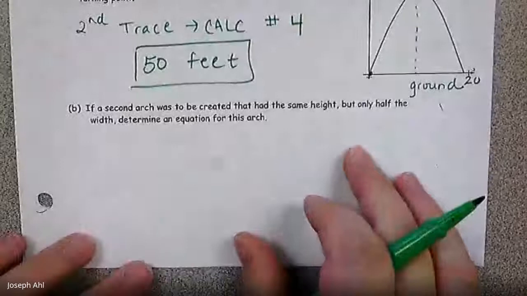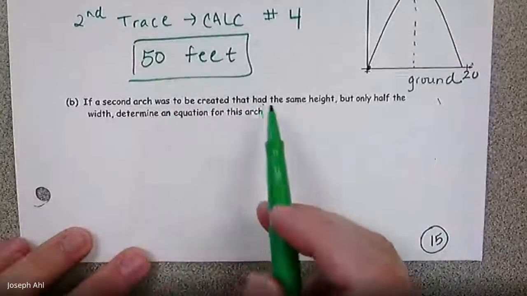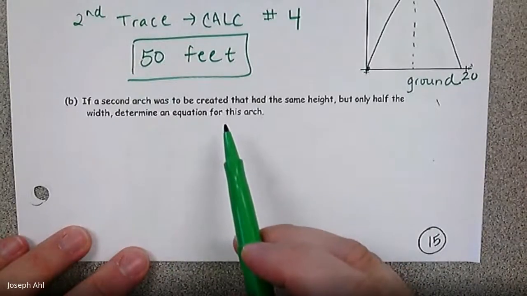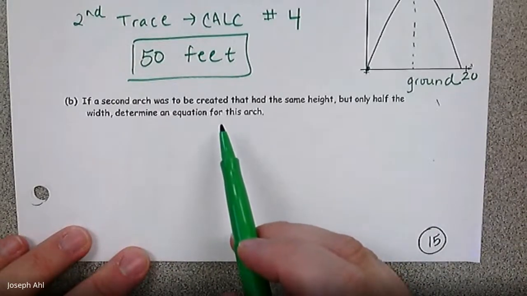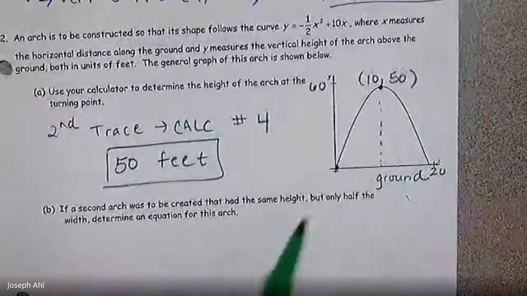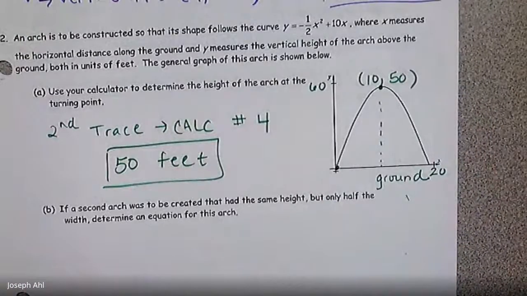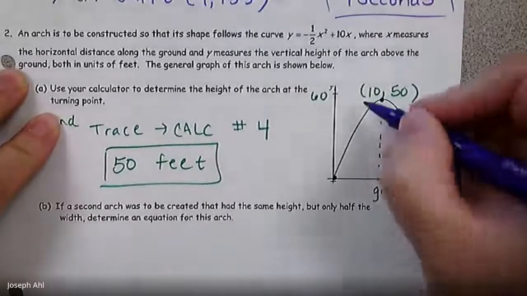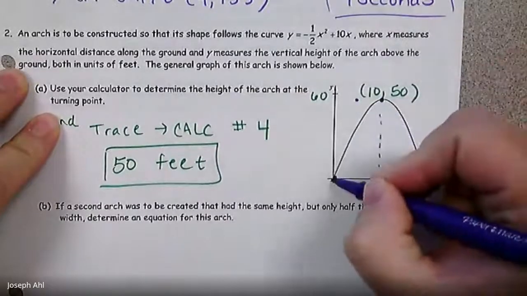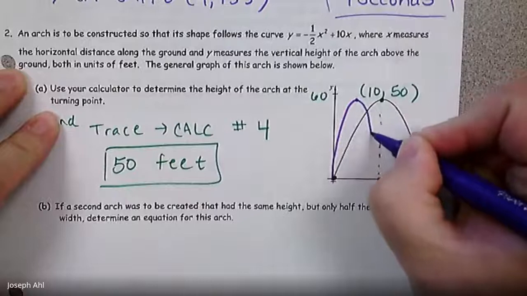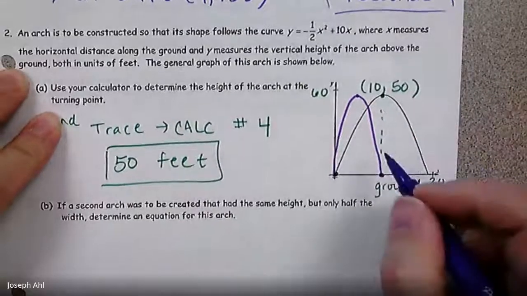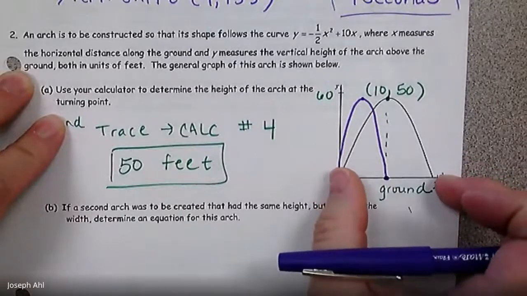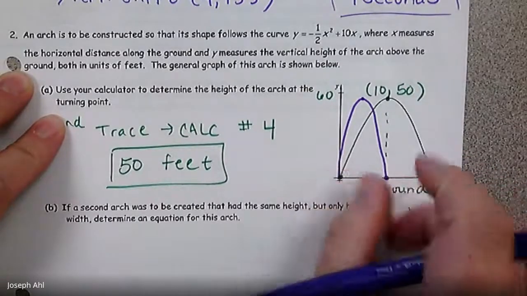Part B: if a second arch was to be created that had the same height but only half the width, determine an equation for this arch. So I want to try and figure out, if I were to take half the original width of 20 and cut it down to a width of 10, but I want the height to be the same, I still want that height of 50. How can I adjust my equation such that, maybe I'll use this term, horizontally dilate this graph?